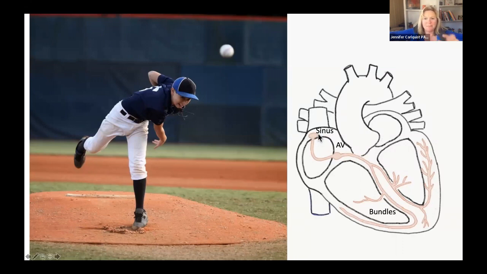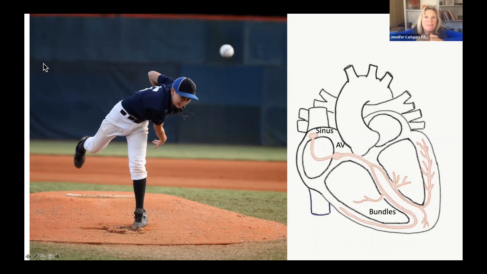So at the end of the day, why is the sinus node the one running the heart? Well, it turns out the sinus node is actually the fastest. And that's really the answer.